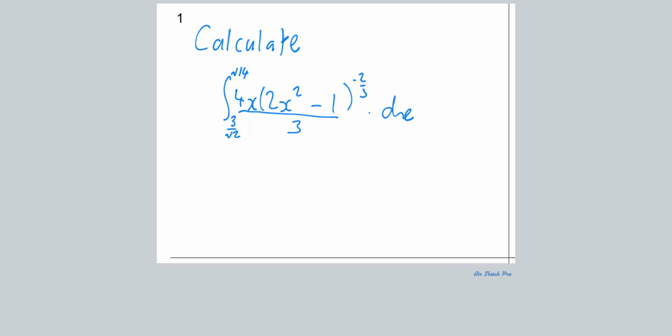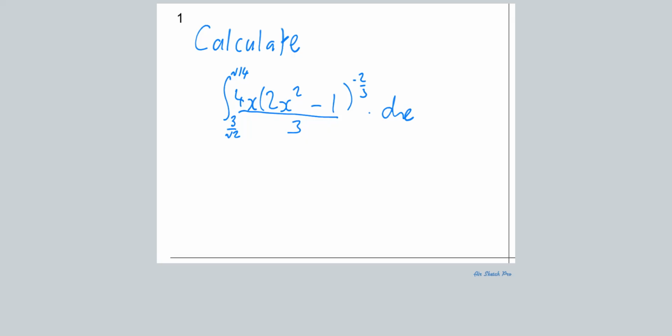So it looks awful, doesn't it? It's the definite integral from the lower bound of 3 over root 2 to the upper bound of root 14, 4x times 2x squared minus 1 to the power of negative 2/3, all over 3. That's a pretty tricky problem, but it's not. And it's not even a calculator problem, believe it or not. We can do this without a calculator, no problems at all.